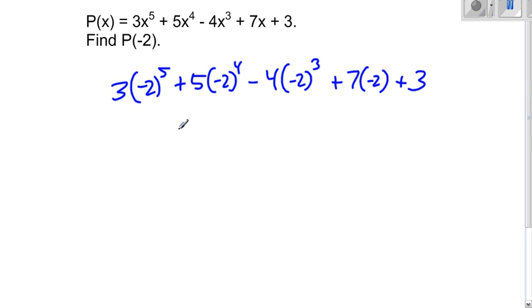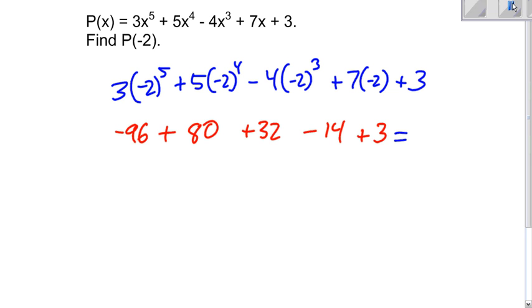2 to the 5th is 32. Since it's negative, it'll be negative 32. Multiplied by 3, we get negative 96. 2 to the 4th is 16, so that's going to be 16 times 5, which is 80. 2 to the 3rd is 8, so that'll be negative 8 times negative 4, so positive 32. 7 times negative 2 is negative 14, plus 3. Add all of that up, and you get 5.